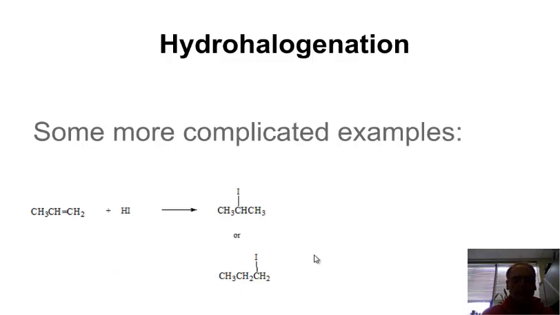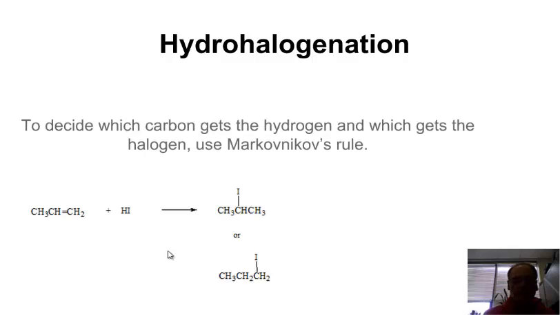Here are some more complicated examples. Notice that this alkene, the two carbons of the double bond are not the same as each other. This is propene. This is a CH2 on this end, but a CH with a methyl on this end. If we add, let's say, HI to it, do we add the hydrogen to this carbon and the iodine to that carbon and make the double bond disappear? Or do we add, and that would give us this product, or do we add the hydrogen to this carbon and the iodine to this carbon and get rid of the double bond, and that would give us this product? Well, in fact, there's a rule for that.